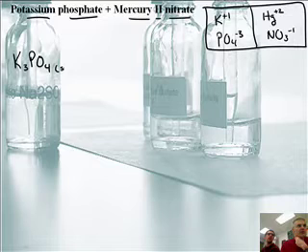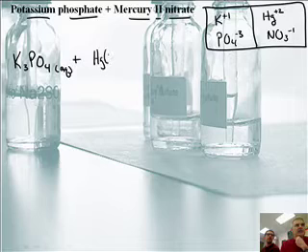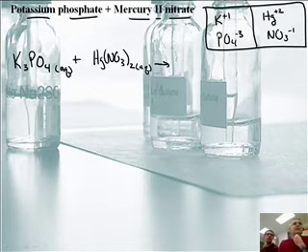K3PO4. Now, if you look at the solubility table, it's aqueous, right? Yep. And mercury(II) nitrate, Hg(NO3)2, is also aqueous. Don't believe us? Check the table. You can check the table.